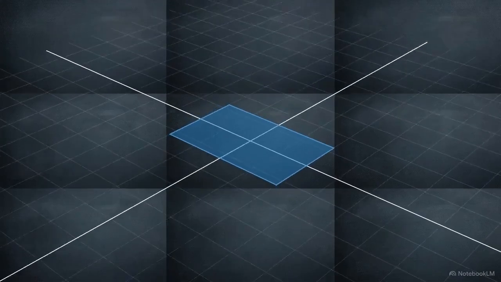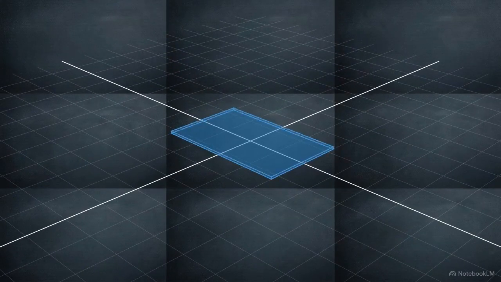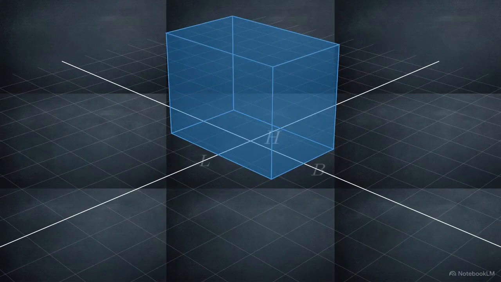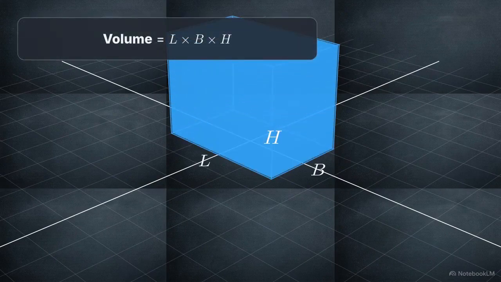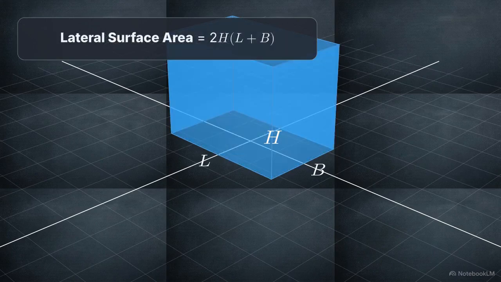Adding a z-axis transforms a flat footprint into a 3D prism. A rectangle pulled upward becomes a cuboid. Its volume is the product of its 3 dimensions, length, breadth, and height. Lateral surface area isolates only the vertical walls. This is calculated as 2 times the height, multiplied by the sum of the length and breadth.